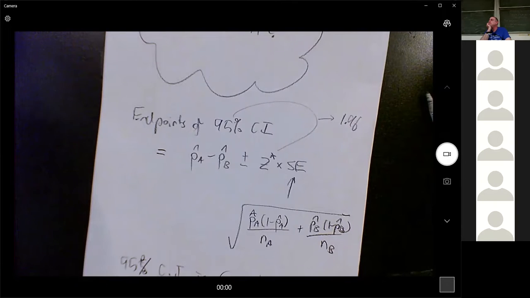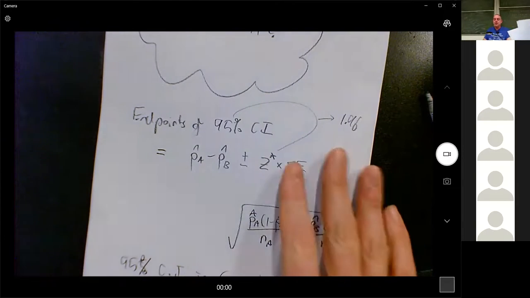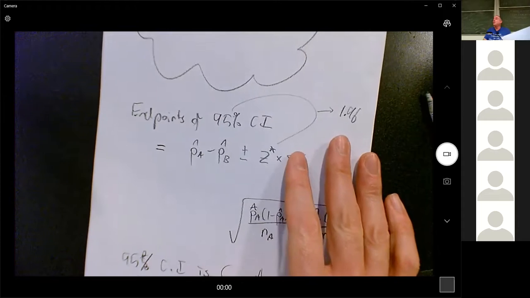Classic. Everyone's supposed to know that number. For the 90%, it's 1.645, but I just have done this a lot. So, yeah. And you can ask MATLAB what that number is.